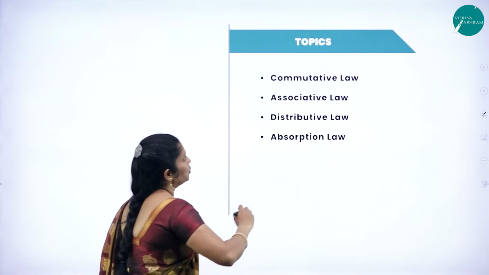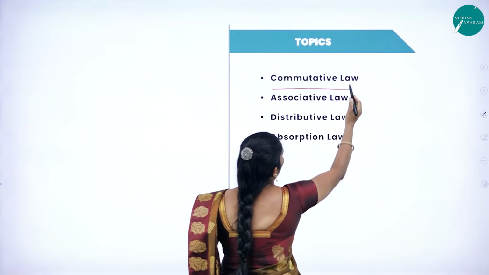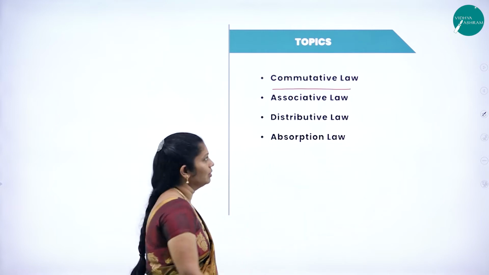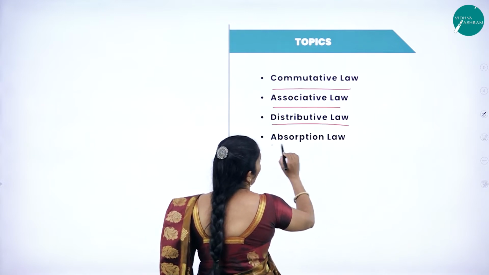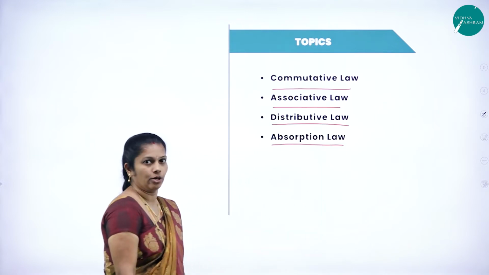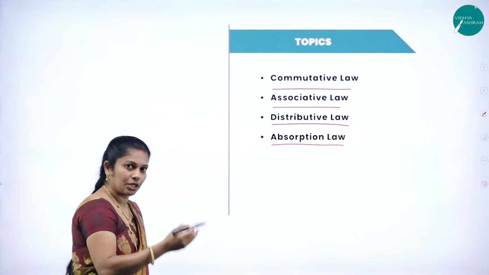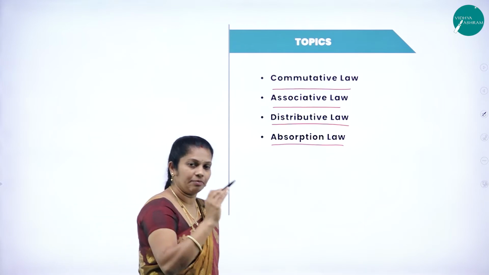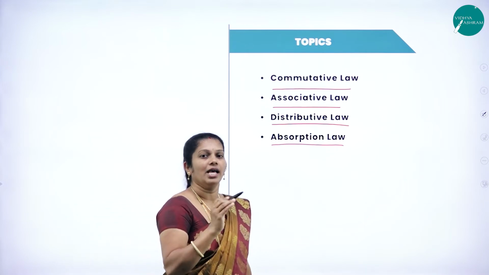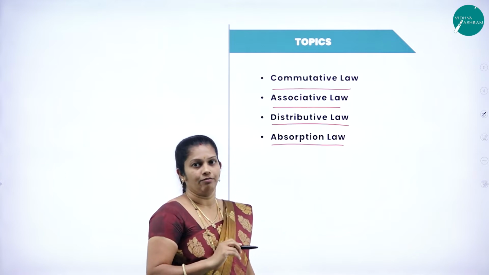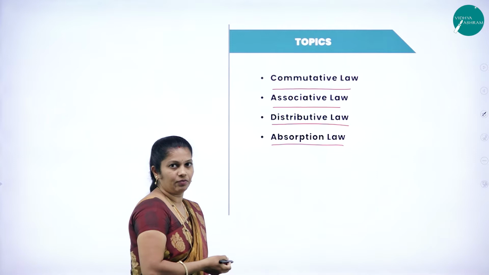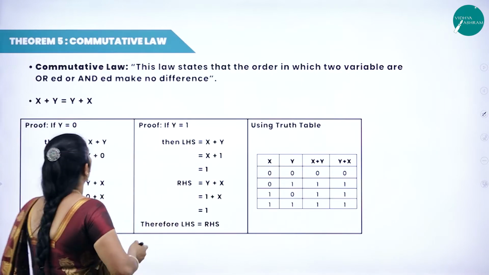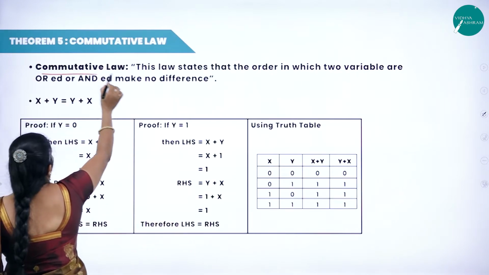Whereas in today's class, you will study how to prove commutative law, associative law, distributive law, as well as absorption law. Then how to write the circuit diagram, how to prove that by using perfect induction method, as well as how to write the truth table for that. Regarding that, you will come to know today. Now, one by one we'll discuss. The first one is commutative law.